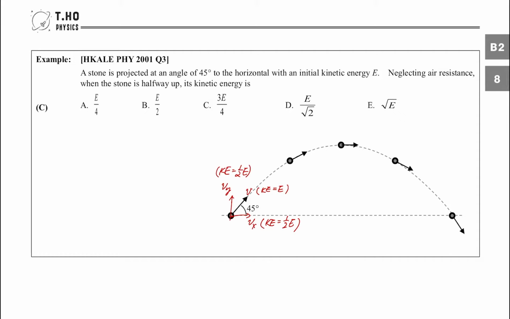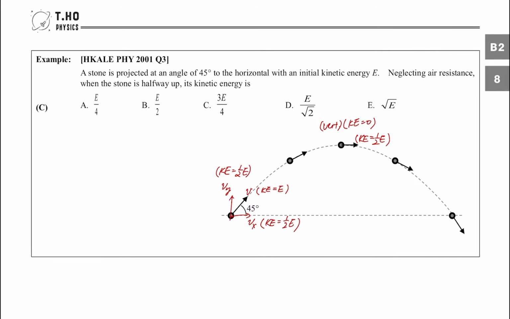Now, when it is at the highest point here, we know that the horizontal part would remain the same. That is, the horizontal part is having half E. However, the vertical part would vanish. The vertical upward velocity will become slower until it becomes 0. There is no vertical upward velocity. So for the vertical part of the motion, KE becomes 0.